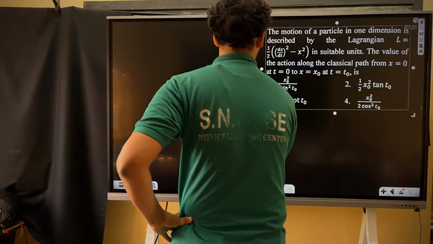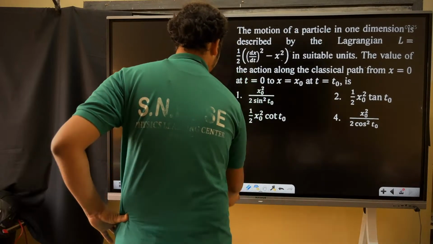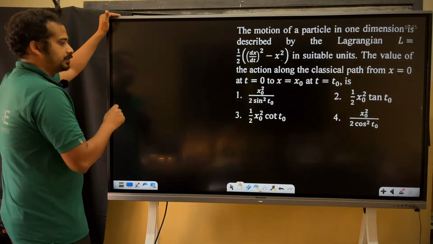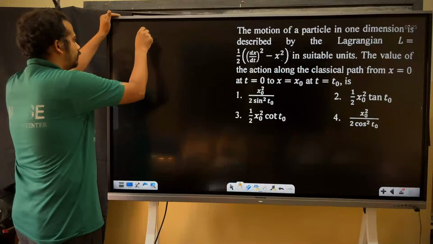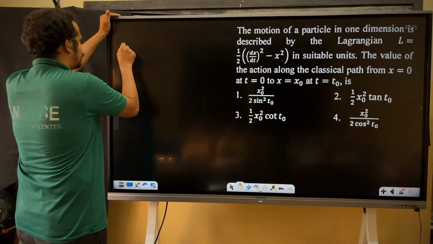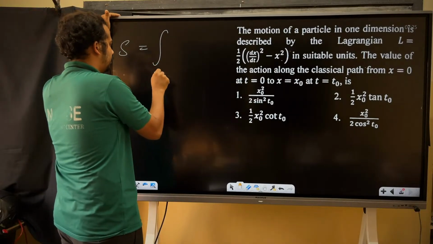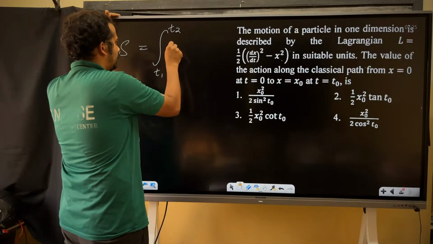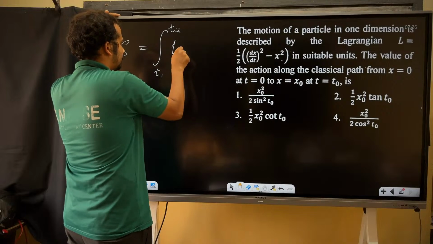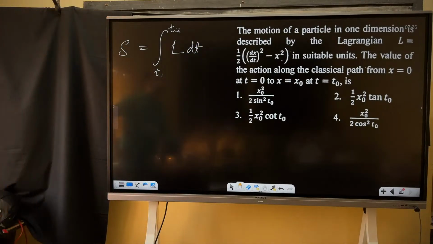One more here, action. What's that? Action integral means integration of L dt. Am I right? We wrote it as S or something. So from time, can I say t1 to t2, L dt, Lagrangian into dt. Am I right? Speak up. That's it. The motion of a particle in one dimension is described by the Lagrangian.